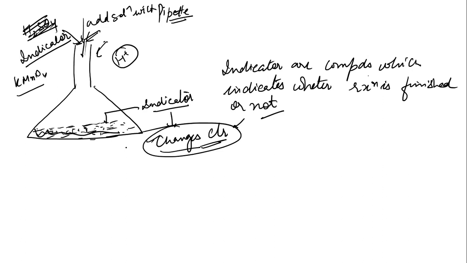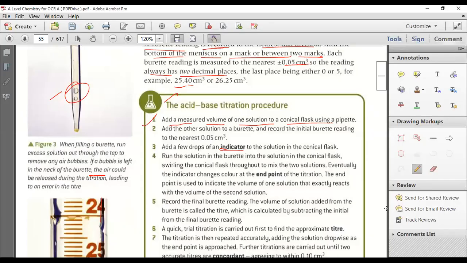So this is the indicator. KMnO4 acts as a self-indicator because it is of pink color. If we are using KMnO4 in the burette, we do not require any special indicator because KMnO4 is itself an indicator. Is that point clear? Any doubt in this case?